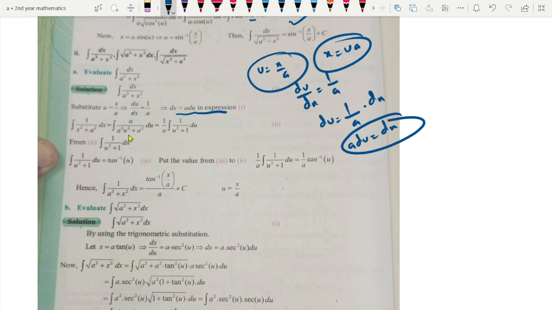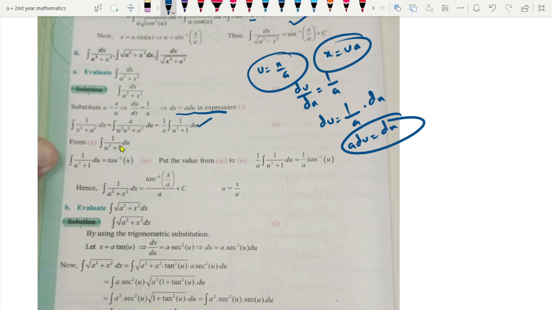So simply putting the values, at the place of x square we will put u a, and this will become a square u plus a square. So this will become 1 divided by a square as a common. So a square as a common, 1 a is cancelled with this denominator a. So we have left only a, so 1 divided by u square plus a.